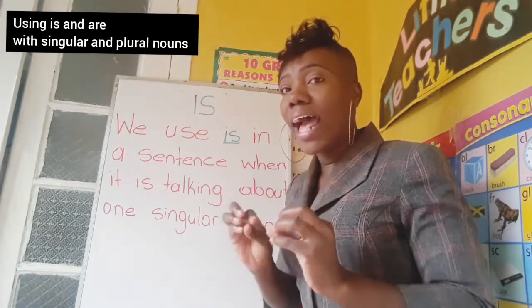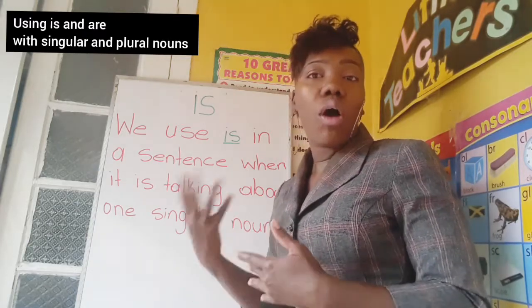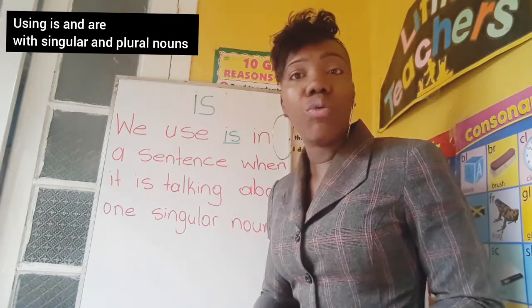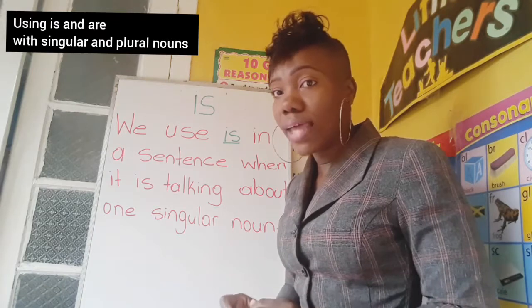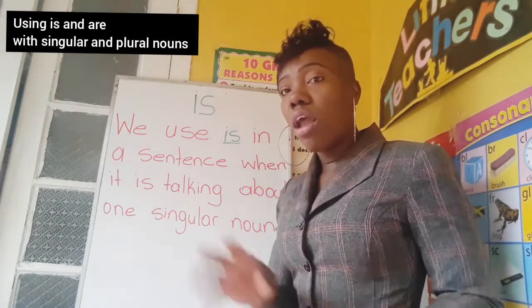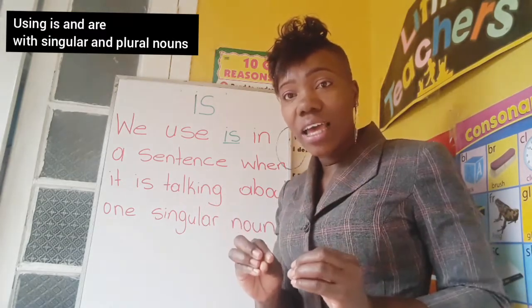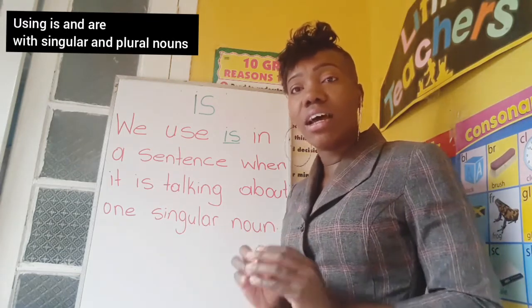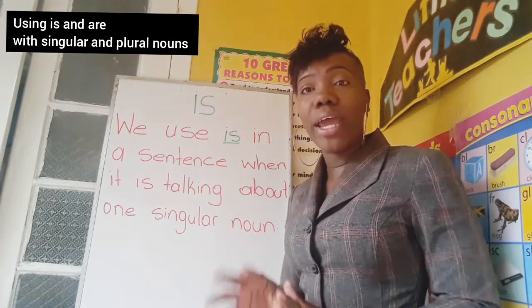But we have to adapt to English also, because when we go out in the working world or we go to other countries, there are going to be people there who are speaking English and we need to know how to communicate with them. So we have to learn to speak English also along with our own language. So we use is when the noun is singular. And I'm going to be giving you some examples.